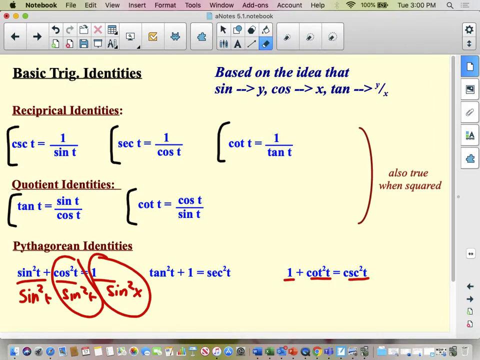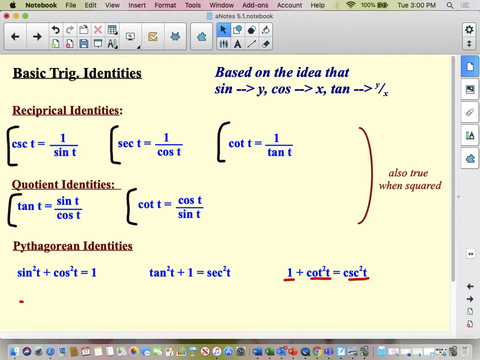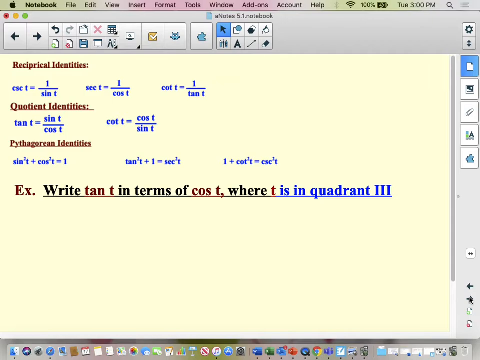Same idea, and I won't go through that again, but if I divided everything by cosine squared instead, then I will get this middle one. Okay, so that's where the Pythagorean identities come from. But again, you don't need to memorize these, so just write them down, take a picture of this, whatever you want to do. Here's what you're going to use them for.